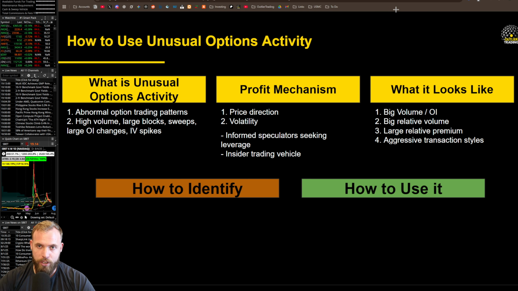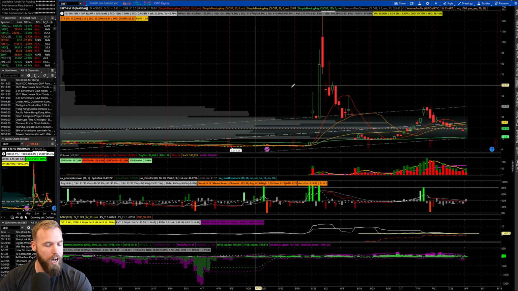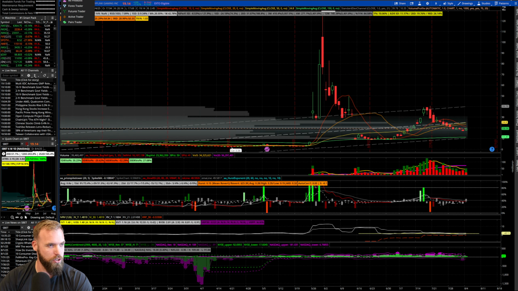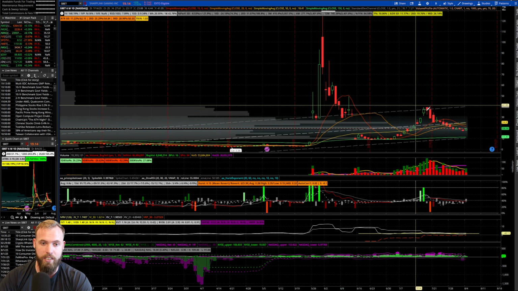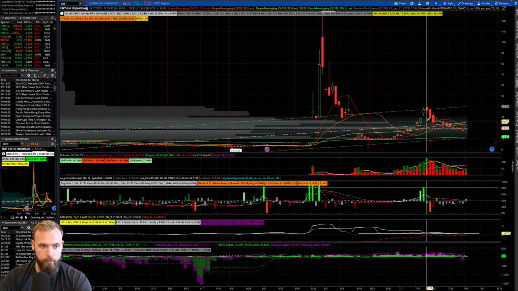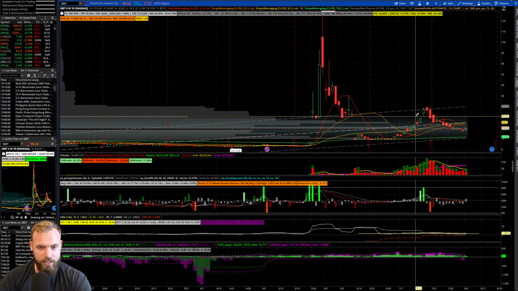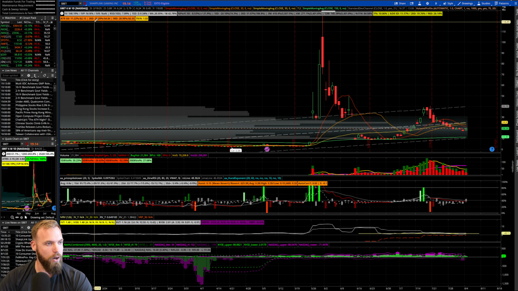So as I already mentioned before, big volume over OI. What is this? Well, if we go into an options chain for SBET, just because it's up and this is the example I'm going to use. And fun fact, this isn't the move that I traded and made that money on. It's this move, much smaller, much less interesting, but still the effect is powerful, and I'll show you.